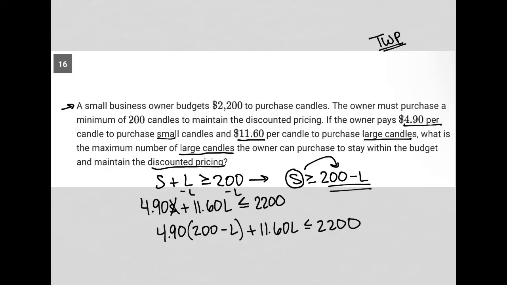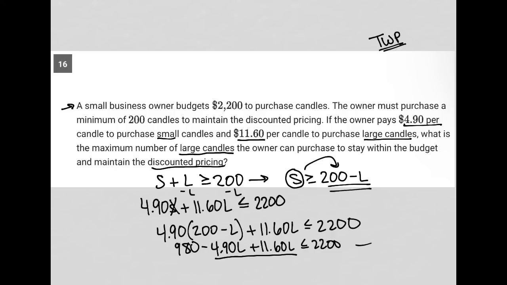So now I'm going to grab my calculator and get to work. So what is 4.90 times 200? That's 980. So I have 980 minus 4.90 L plus 11.60 L is less than or equal to 2,200. I have like terms here. So I'm going to just write 11.6 minus 4.9 is 6.7.